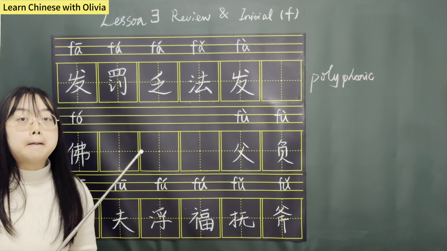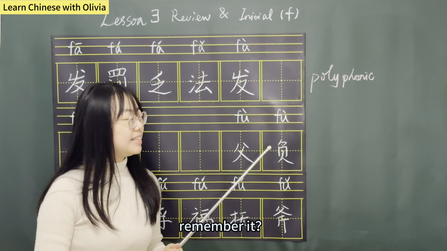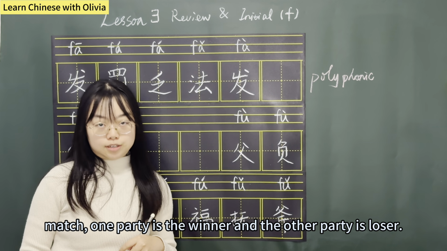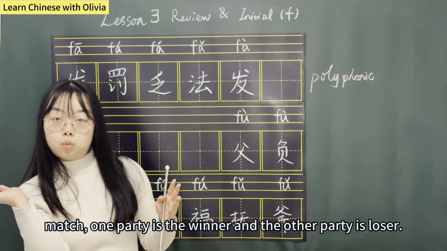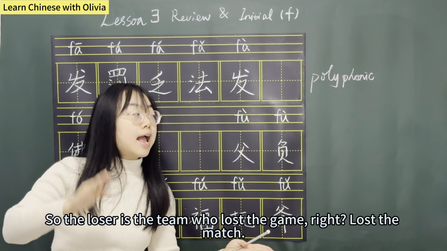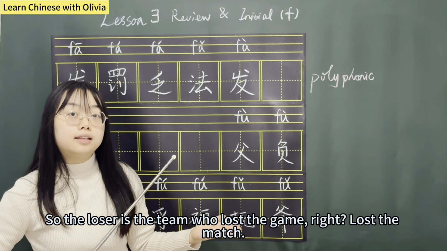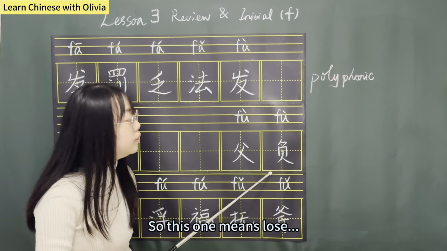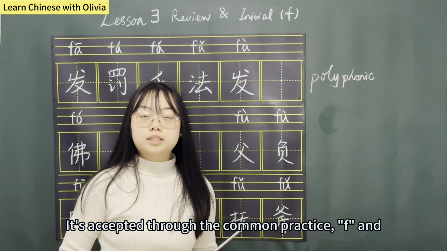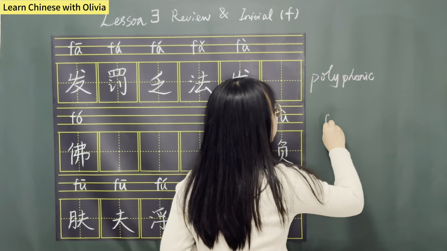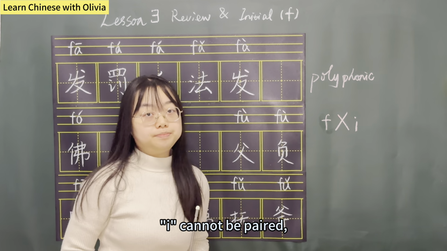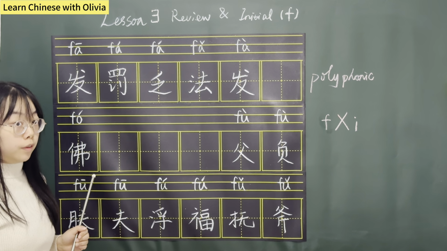Previously we learned 爸. Did you remember it? And for this one, just like a match. One party winner and one party loser. So the loser is lose the game, right? Lose the match. So this one means lose. 负. It's accepted through the common practice. And E cannot be paired. So there's no fi, right?